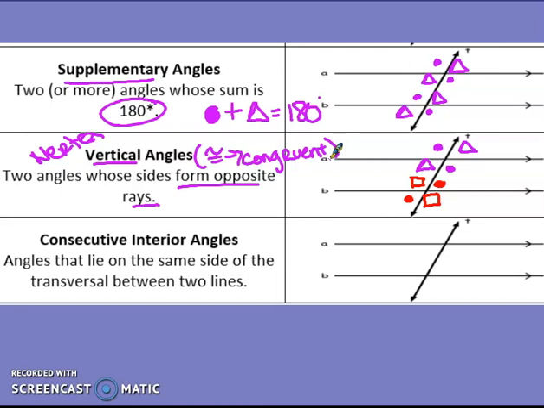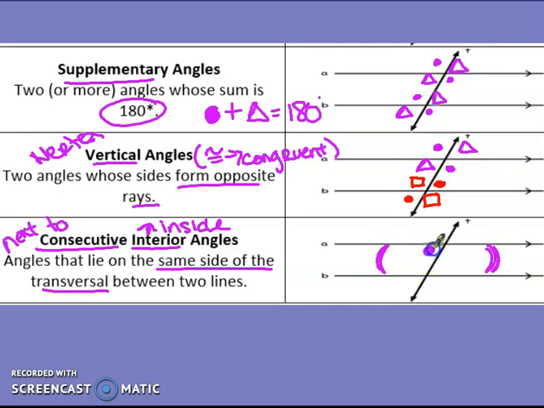Now, the last type of angle, consecutive interior angles. Again, interior is going to be inside. Consecutive is going to be next to. So angles that lay on the same side of the transversal between the two lines. So my interior angles are here again. For consecutive interior, my circle and my triangle are consecutive interior. On the other side, my circle and my square are consecutive interior.